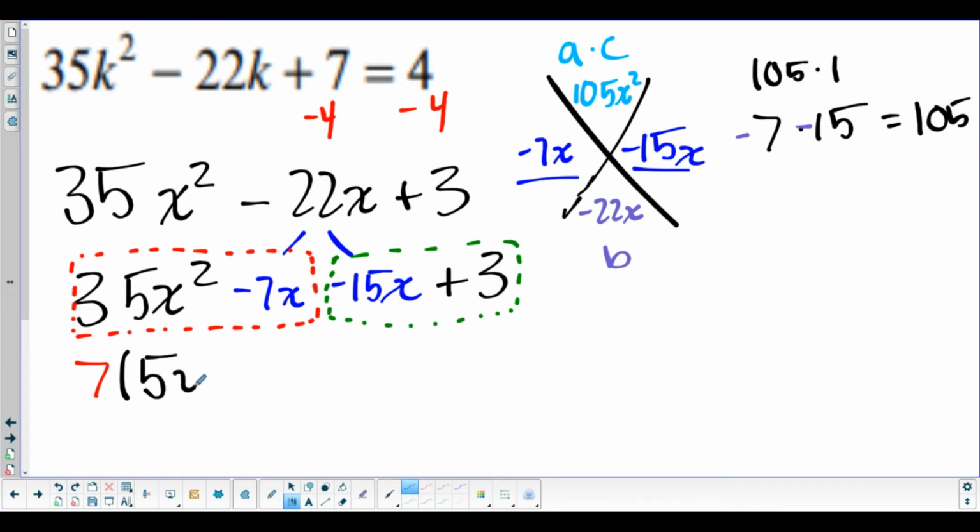So I'm left with 5x squared, and then minus, well, 7 times what goes into 7x? Just minus x. I actually went an extra step that I didn't need to, because there's another common term, which is that each of these has an x in it. So I can pull out 7x, and on the inside I'd be left with 5x minus x times what gives you negative x? Well, x times negative 1 gives you negative x.